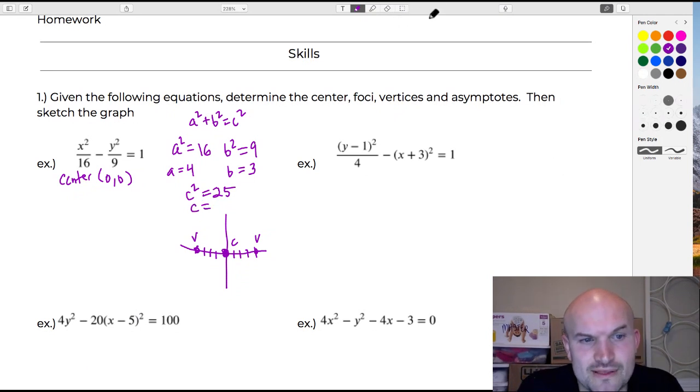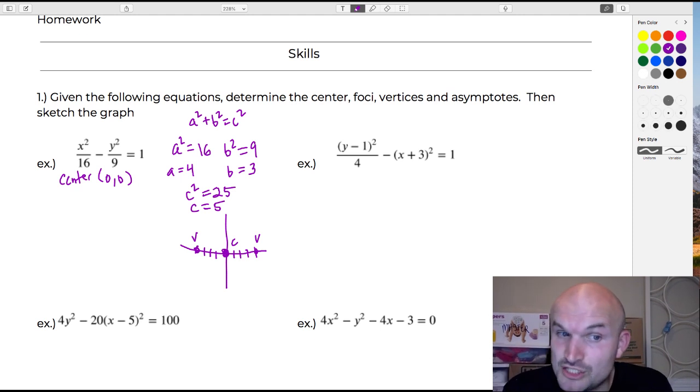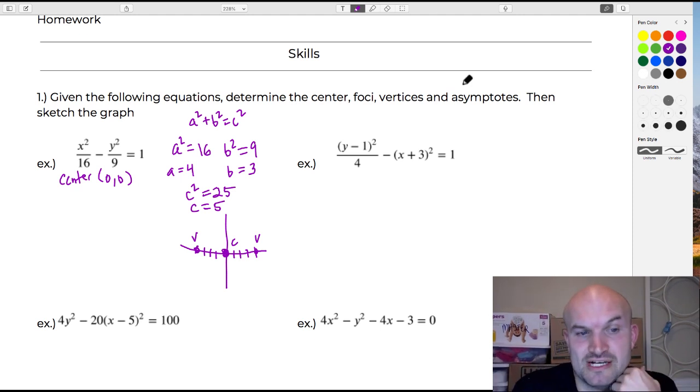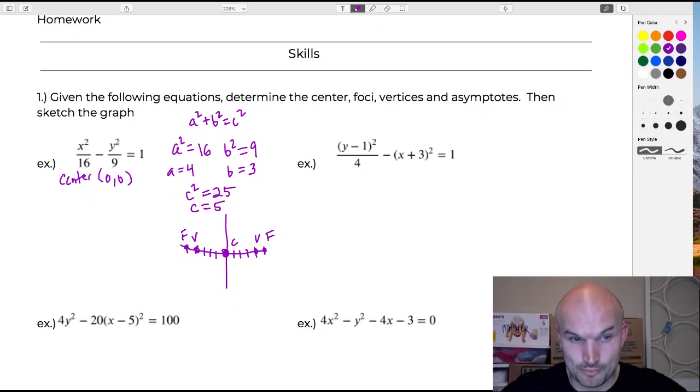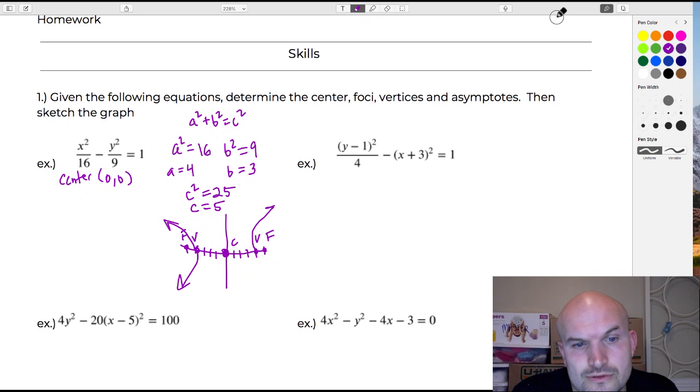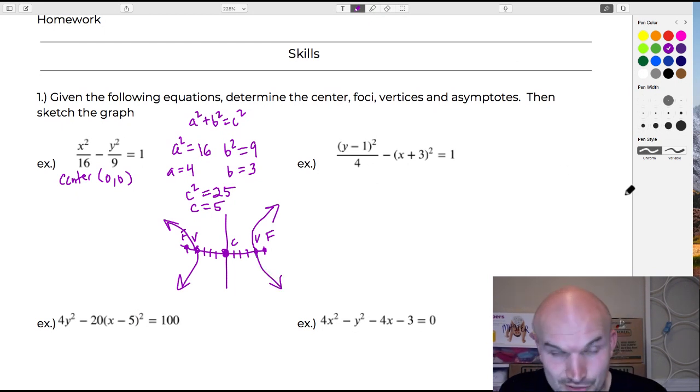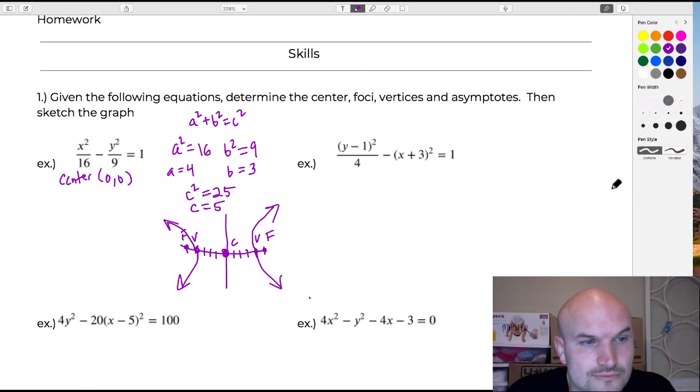And therefore, the main thing to understand on the transverse axis is that your vertices as well as your foci both lie on your transverse axis. And you can see that my foci are going to be 5 units away to the left and to the right. And remember, your hyperbola is going to be opening up from your vertices towards the foci. So it's just going to look something like that. Not really the best, but there you go.